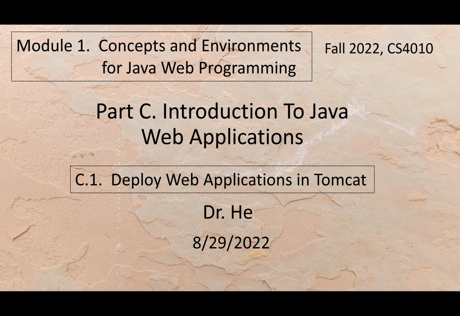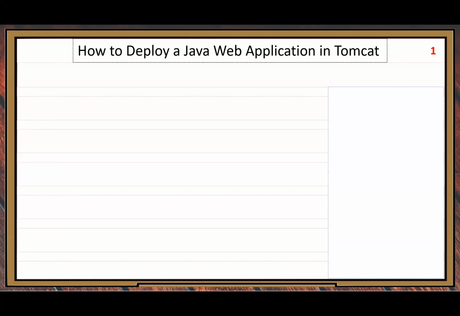C.1, deploy web applications in Tomcat. First, let's look at how to deploy a Java web application in Tomcat. Here, we talk about the production way. So we continue what we did last time, the production way. First, we would like to look at the format of a Java web application.